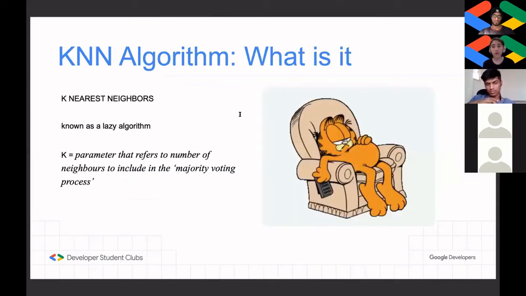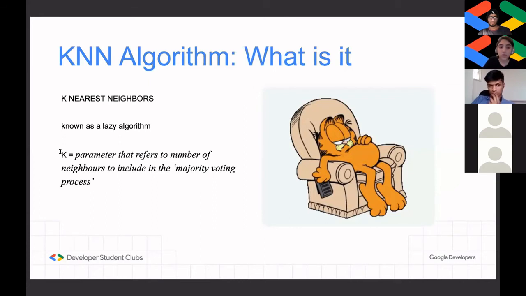So now we're going to talk about an actual implementation of a supervised learning algorithm known as the KNN algorithm. KNN stands for K nearest neighbors. This is known as a lazy algorithm because it doesn't learn a discriminative function from the training set, so all of the processing happens in real time. Some of you might have your spidey sense tingling as to what a major drawback of this is, but we'll discuss that in a later slide.